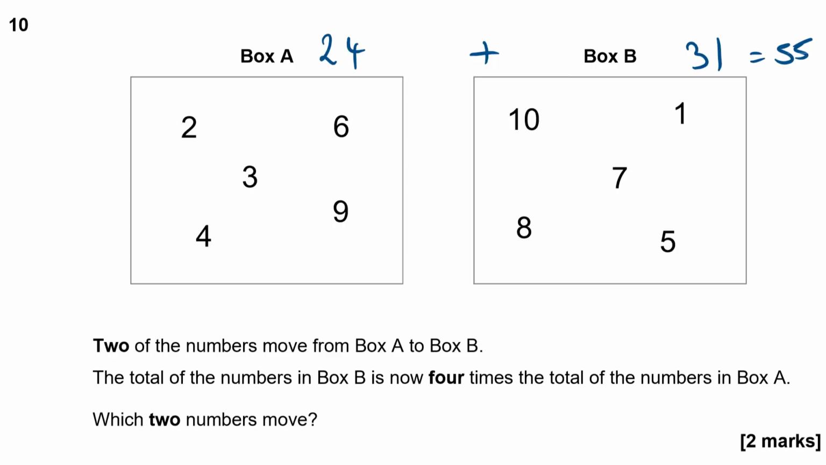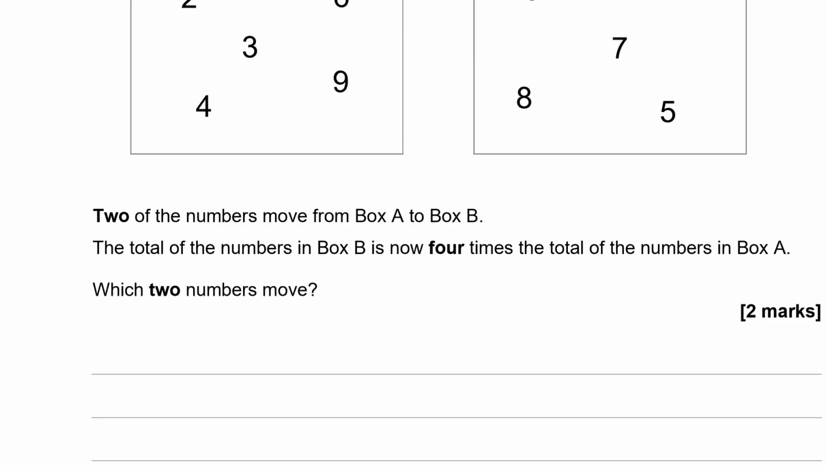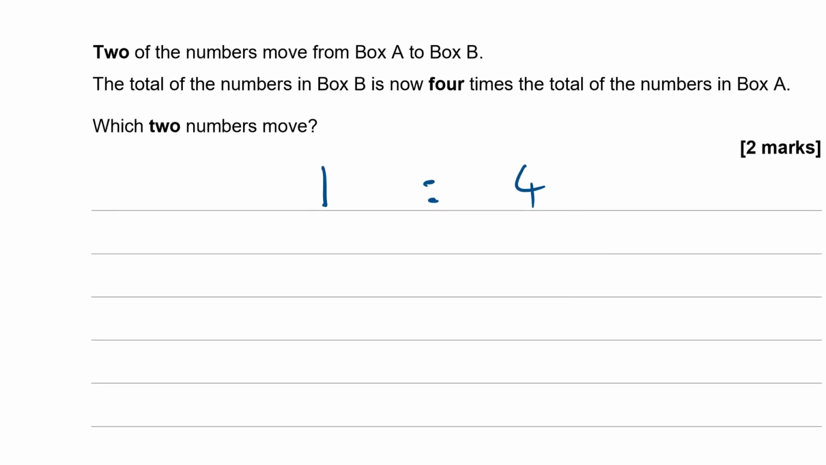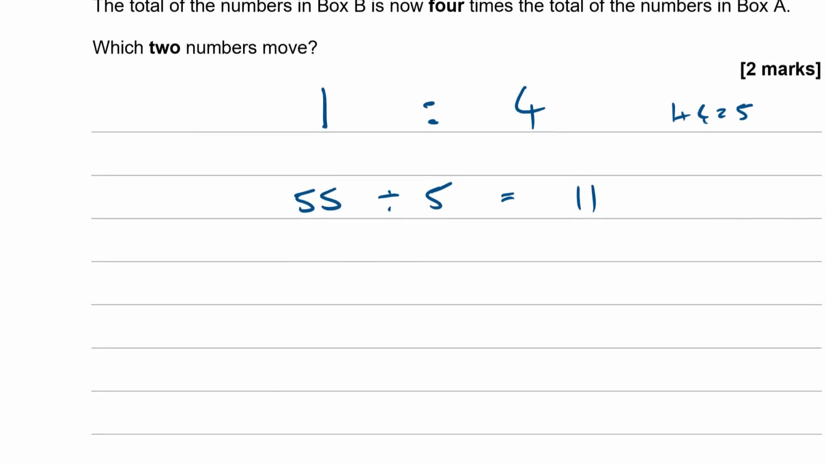Okay? We're told that box B is going to be 4 times bigger than box A when we end up. So for every 1 we're going to have in box A, we're going to have 4 in box B. It's in a ratio of 1 to 4. So taking our 55 and dividing it into a ratio of 1 to 4, 1 plus 4 is 5. So taking our 55 and dividing it by 5 into those 5 parts gives me 11. So that tells me that each part of my ratio should be 11.